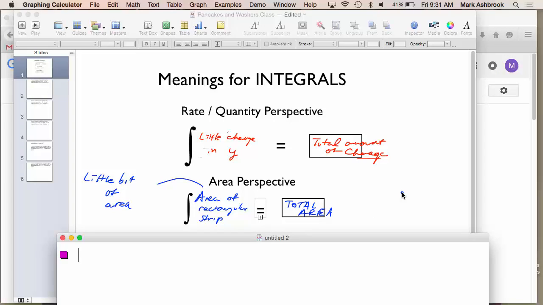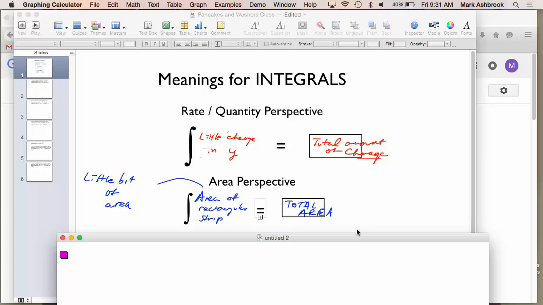When you sum up little bits of change, you get a total amount of change. When you sum up little bits of area, you get a total area. And in calculating a little bit of change, the dy, the dx is part of that calculation. When calculating the little bit of area, the dx is part of it, right? It's one dimension of your strip. It's the thin dimension of your strip. Okay.